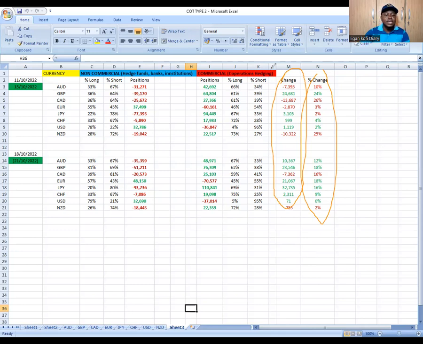Now, this is my analysis. This is for the report that was released on the 11th of October, and then the commission released it on the 15th. That is why the 15th, the second date, is in green. That was the date we, the traders, actually got it. This report here was last week, and this one is this week.